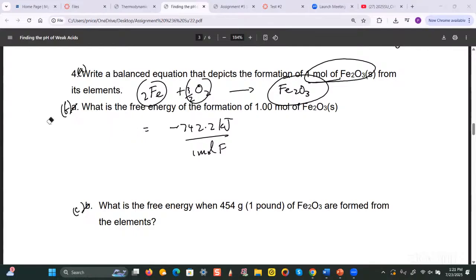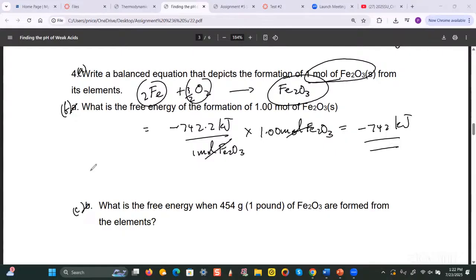What the question is asking for is what happens when you start off with 1.00 moles of iron(III) oxide. So 1.00 moles of Fe2O3, and the moles will cancel out with this. So the answer would be minus 742 kilojoules. Of course, we have to round off to 3 sig figs, and that's it. Any questions about this?